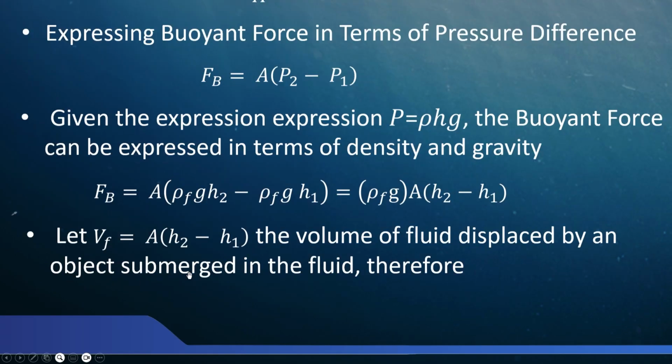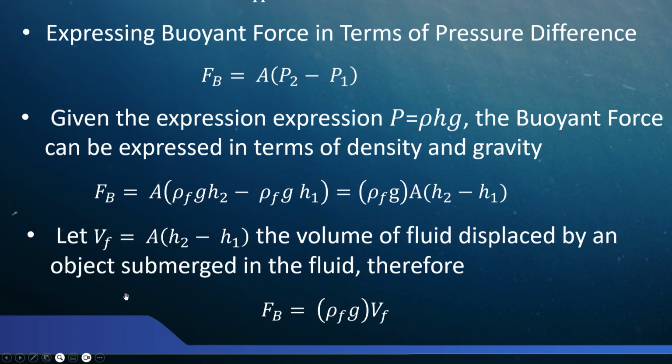In these formulations, h2 is the depth at the bottom surface and h1 is the depth at the top surface. The volume of the fluid displaced by the object is equal to the volume of the object submerged in the fluid. Therefore, we can express Vf equal to A(h2 minus h1).